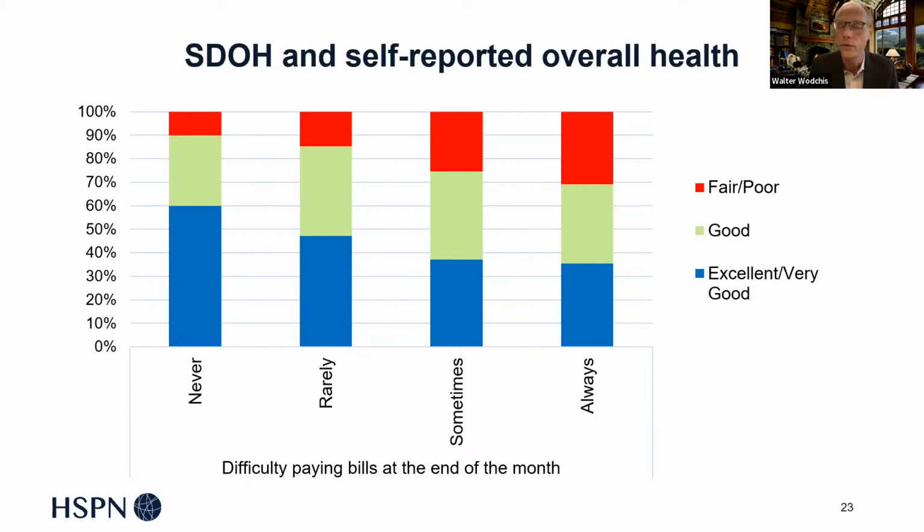And with inflation right now, it's getting worse. So how many people have fair or poor health if they never have difficulty paying bills? Only 10%. But as you go down, rarely, sometimes, and always have difficulty paying bills at the end of the month. The people who always have difficulty paying bills, 30% of them are in fair or poor health. That's 3 times as many as those who never had difficulty. That's quite a massive difference. So clearly, this income security is highly related to patients' overall self-reported health.